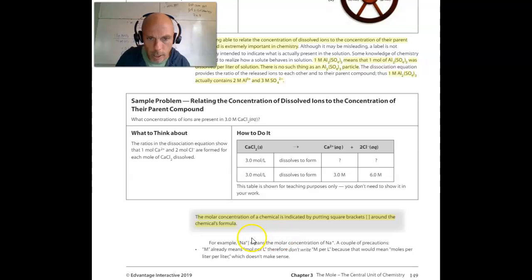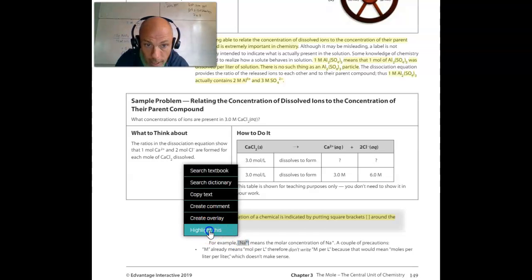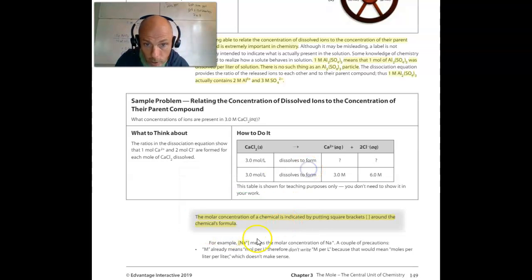Finally, on this page, down at the bottom, it says that the molar concentration of a chemical is indicated by putting square brackets around it. So if, for a shortcut, you don't want to say the molar concentration of sodium ions is, you instead can just put sodium ions in brackets, and that means the molar concentration of sodium ions. Again, brackets represent molar concentrations, and we'll be using that abbreviation quite a bit in the future.